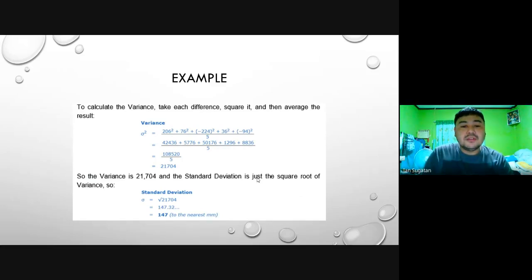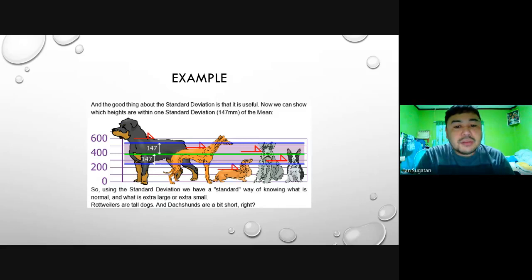Okay. So, and the good thing about standard deviation is that this is very useful. So now we can show which heights are within one standard deviation, 147 millimeters of the mean. So using the standard deviation, we have a standard way of knowing what is normal and what is extra large or extra small. So 147 ang standard deviation ka height ka mga ayam naton din sa example.